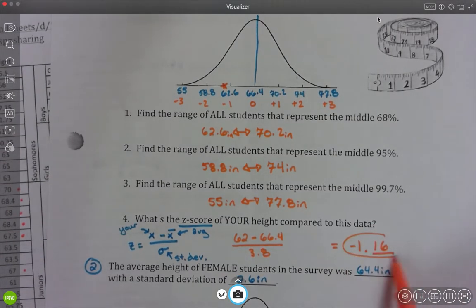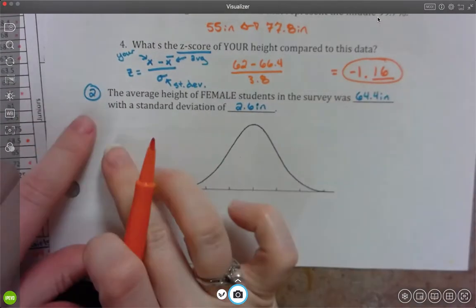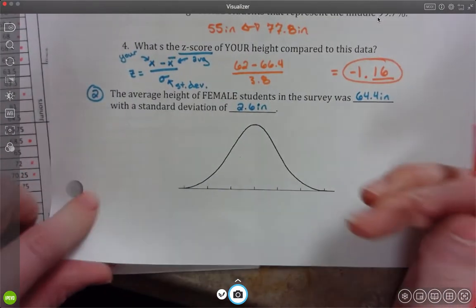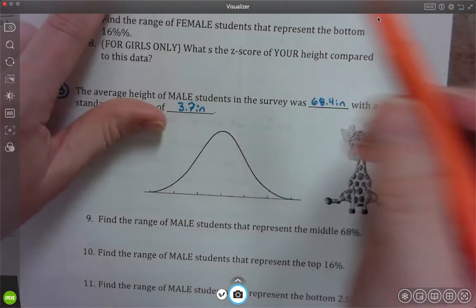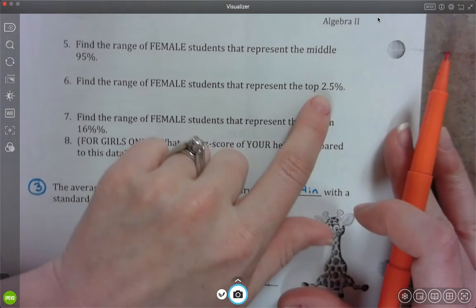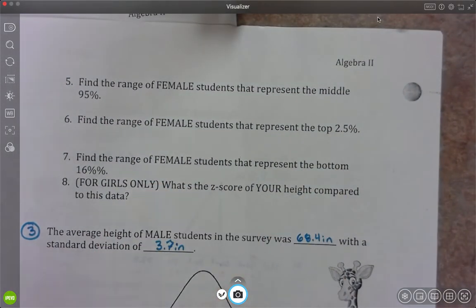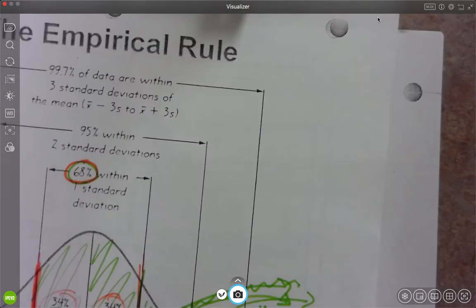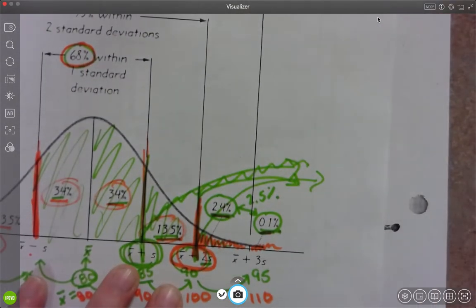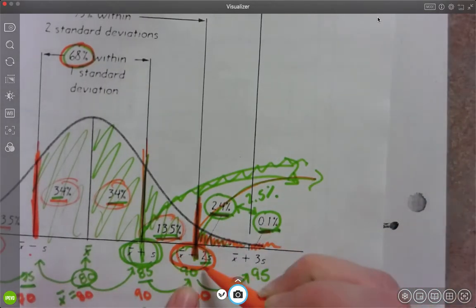But this is my z-score. So what I'm going to have you do is number 2 and 3 are going to be really similar to that. So set up your bell curve, and then we're going to ask you questions. For this one, I ask you the middle 95%. Then they're saying the top 2.5%. If we review top 2.5% on that empirical sheet, the top 2.5% would be anybody above this mark right here, anybody above the +2.